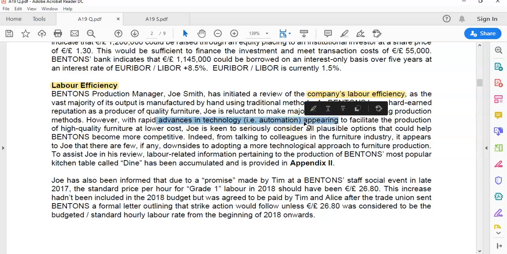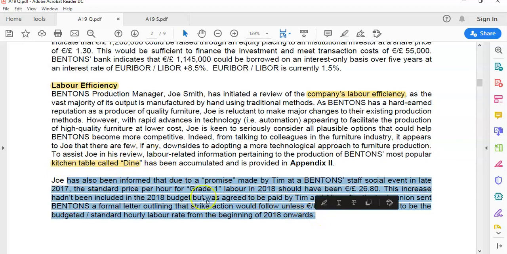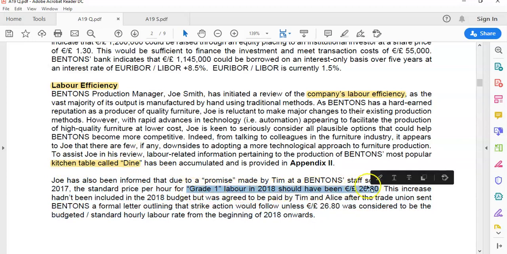And there's a bit of apprehension, because they're currently very much labour intensive, manufacturing by hand. So what essentially they're trying to figure out is the performance, using variances, of a kitchen table called Dine. And then you're also told about a change in standard during the year, about what the grade 1 labour should have been due to a new standard being agreed, but it wasn't implemented.